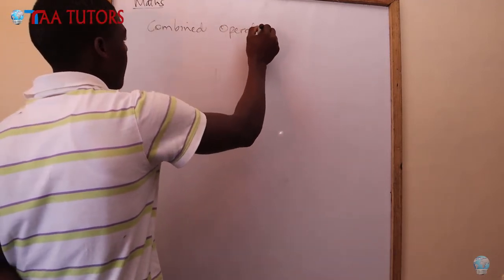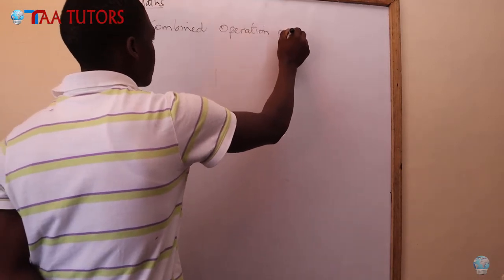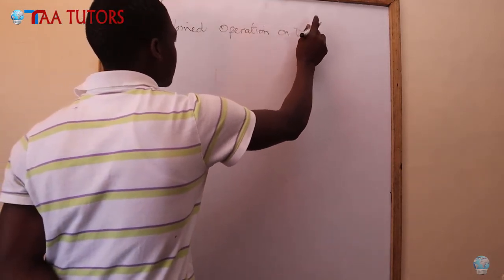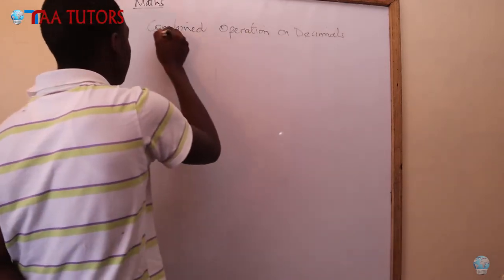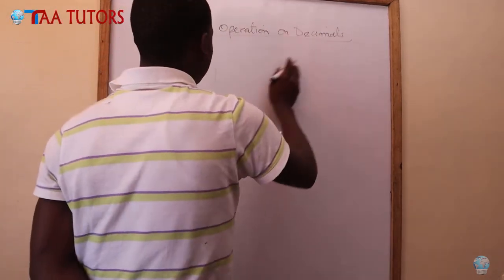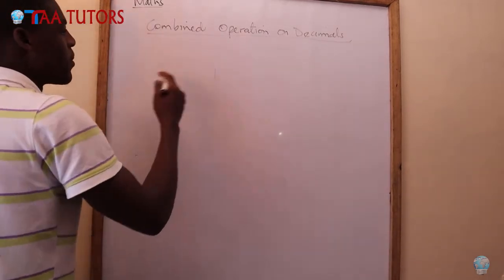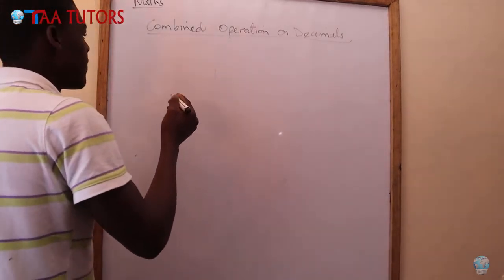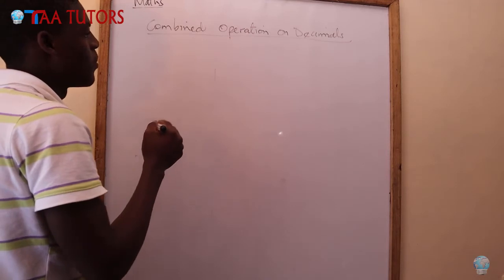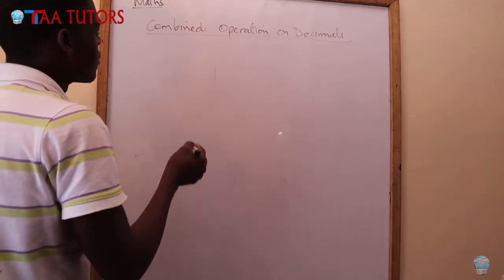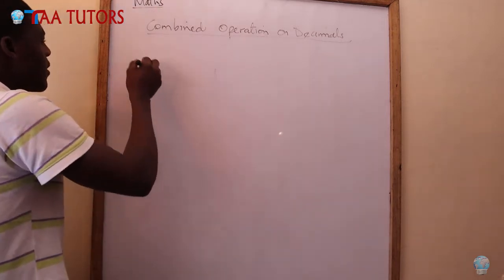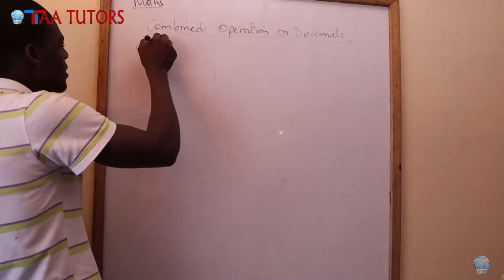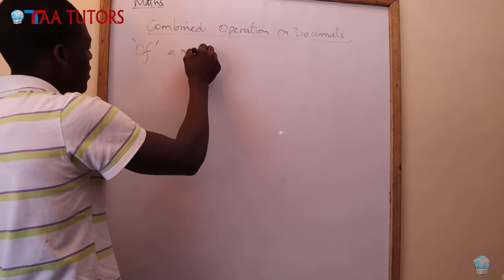Combined operation on decimals. As we had done earlier, combined operation involves the 4 operations we've done and the 2 others where we have bracket and of. And when you meet of, it simply means multiplication.